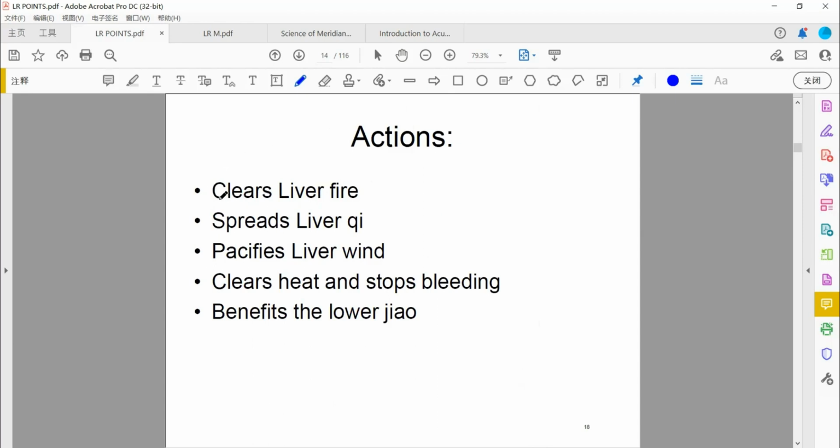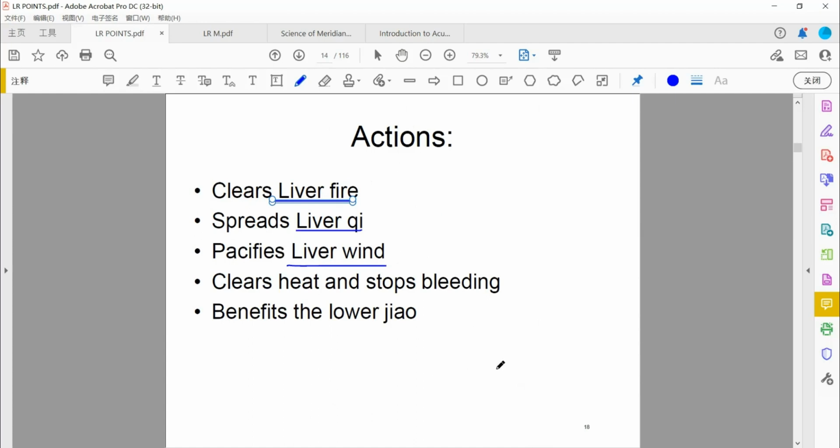Yin spring point, clear liver fire, and spreads liver qi, circulate liver qi, or regulate liver qi. Same thing. Pacifies the liver wind. Liver wind.